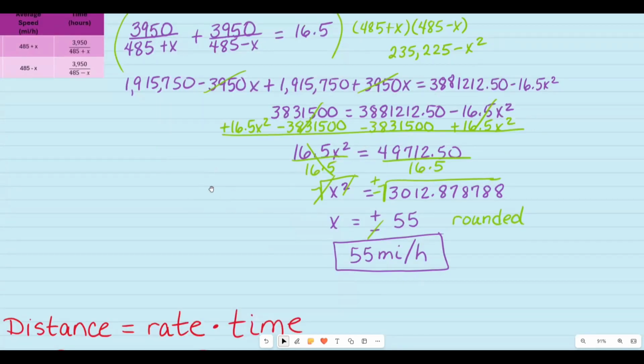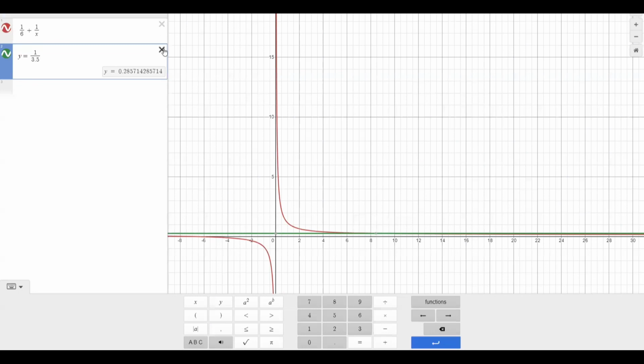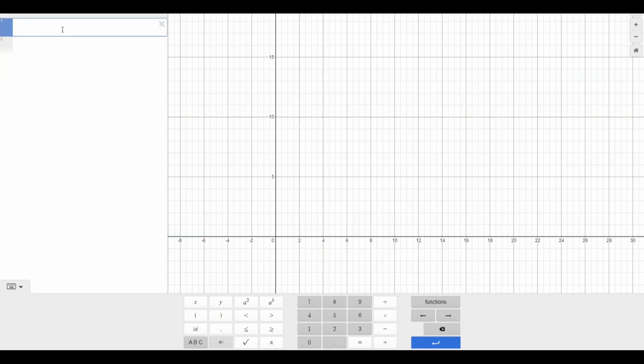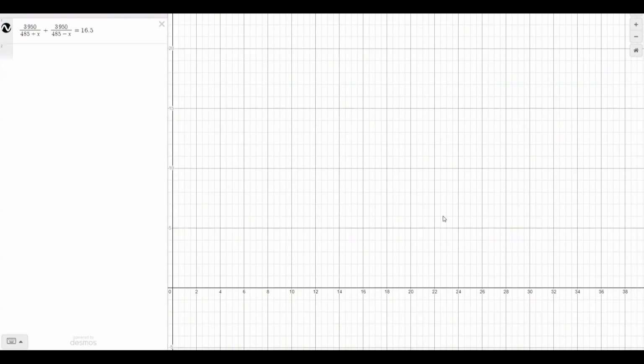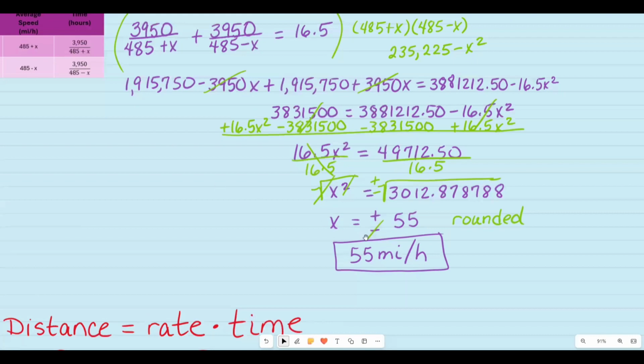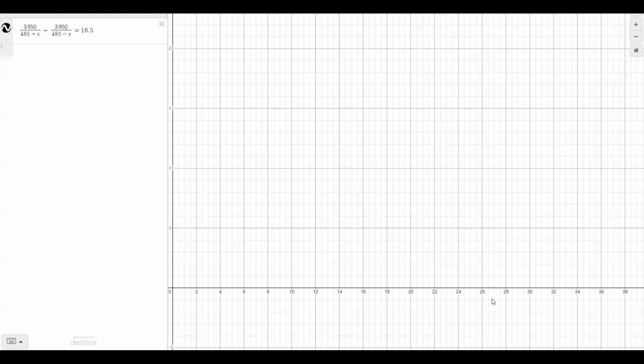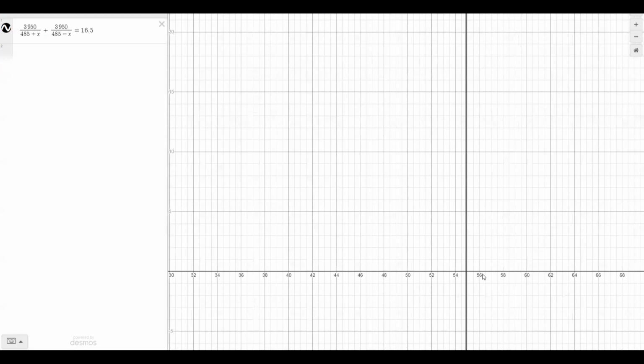And let's go over to Desmos, clear this out, and type in the original function. So I've typed in the rational function, and I know based off of my manual answer that it should be around 55 for x. So I'm going to go over on my x-axis over this way. And again, I see that it's near 55, but it's not exactly there.